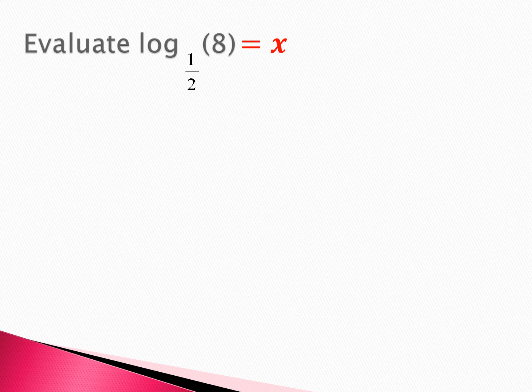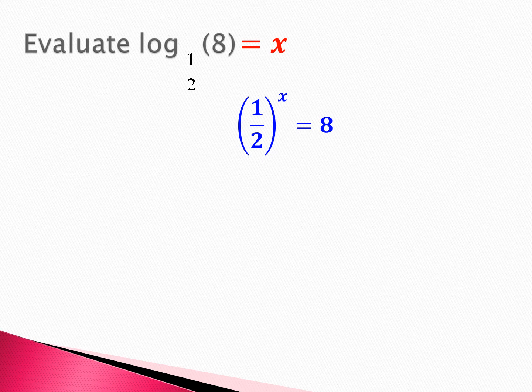So my base is 1/2. My exponent is the x, because the exponent is what the log equals. And then that equals the argument or the answer. So this gets changed to 1/2 to the x power equals 8. Now, you're probably sitting back going, I don't really see a common base there.